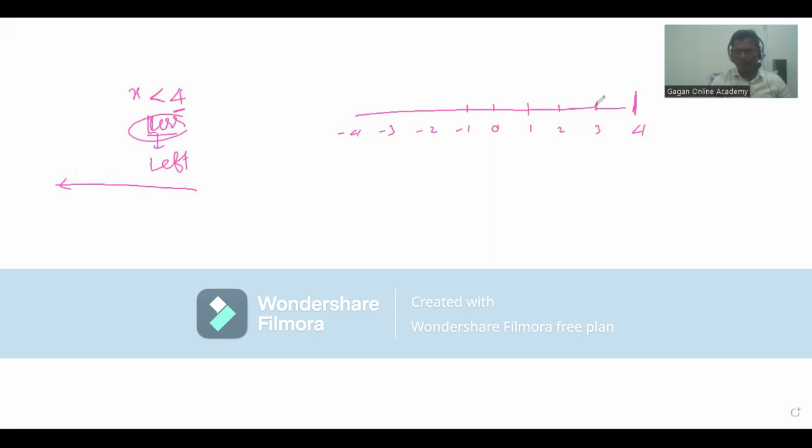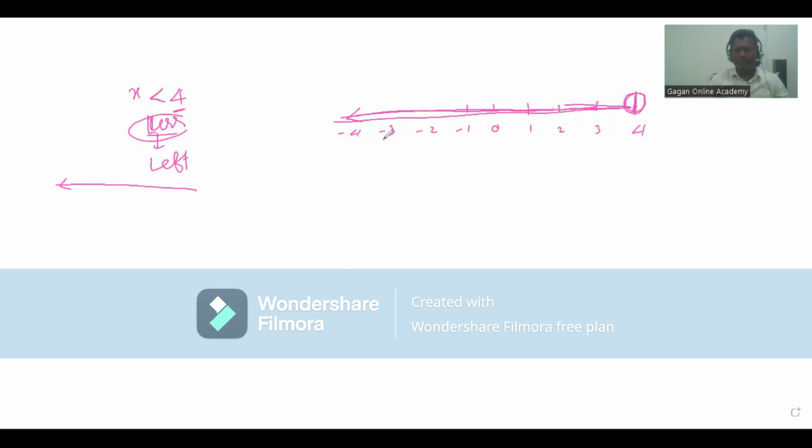That means it will be 3, 2, 1, 0, minus 1, and so on. That means I am drawing this line, and on this line only we have to shade like this. So this represents less than 4. But 4 is not included, we don't take 4. That's why we put an open circle. That means 4 is not included, because x must be less than 4. We take all the values which are less than 4.